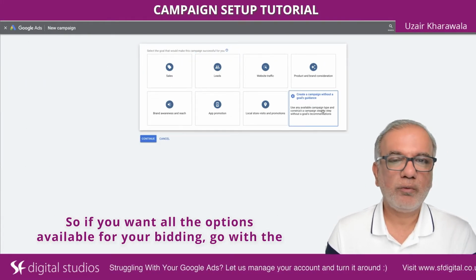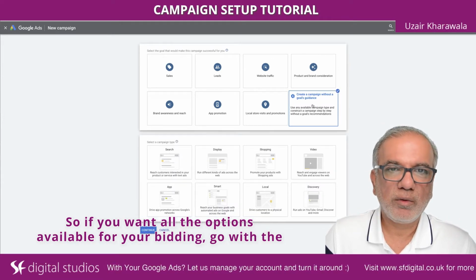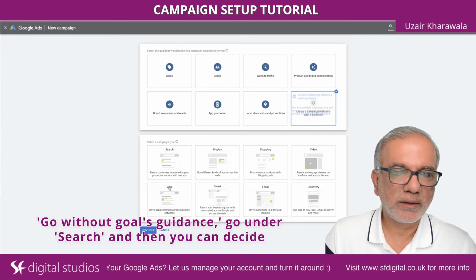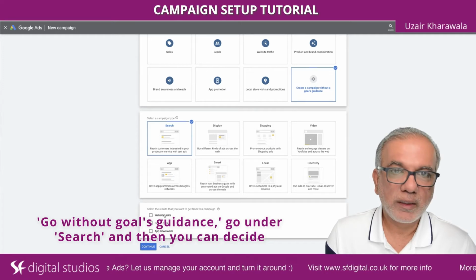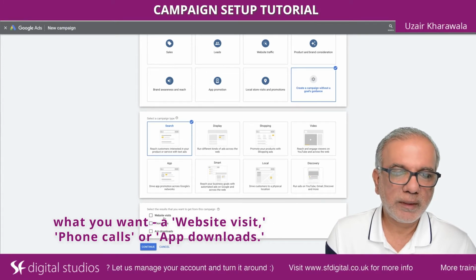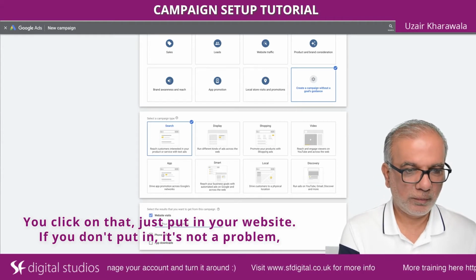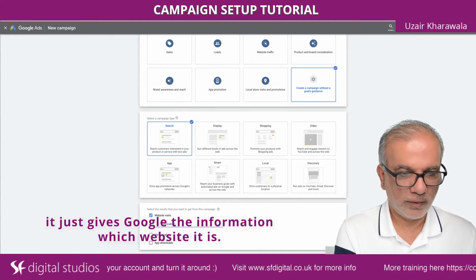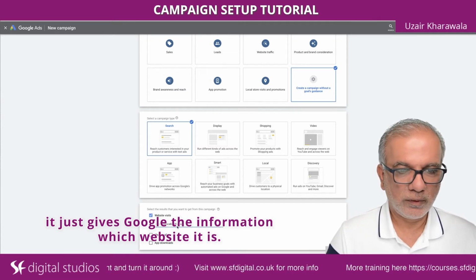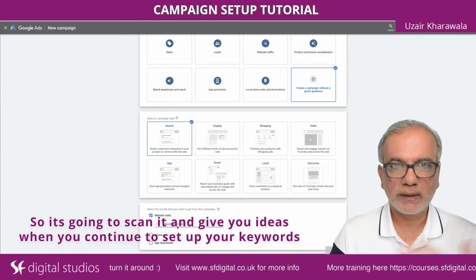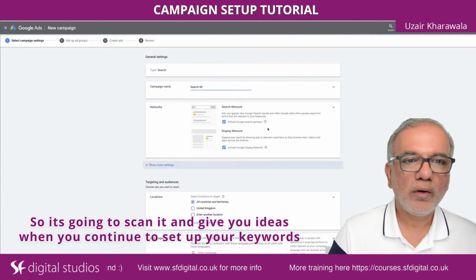So if you want all the options available for your bidding, go with without goal guidance. Go on the search, and then you can decide what you want: website visits, phone calls, or app downloads. You click on that, just put in your website. If you don't put it in, it's not a problem. It just gives Google the information which website it is, so it's going to scan it and give you ideas when you continue to set up your keywords and so on.